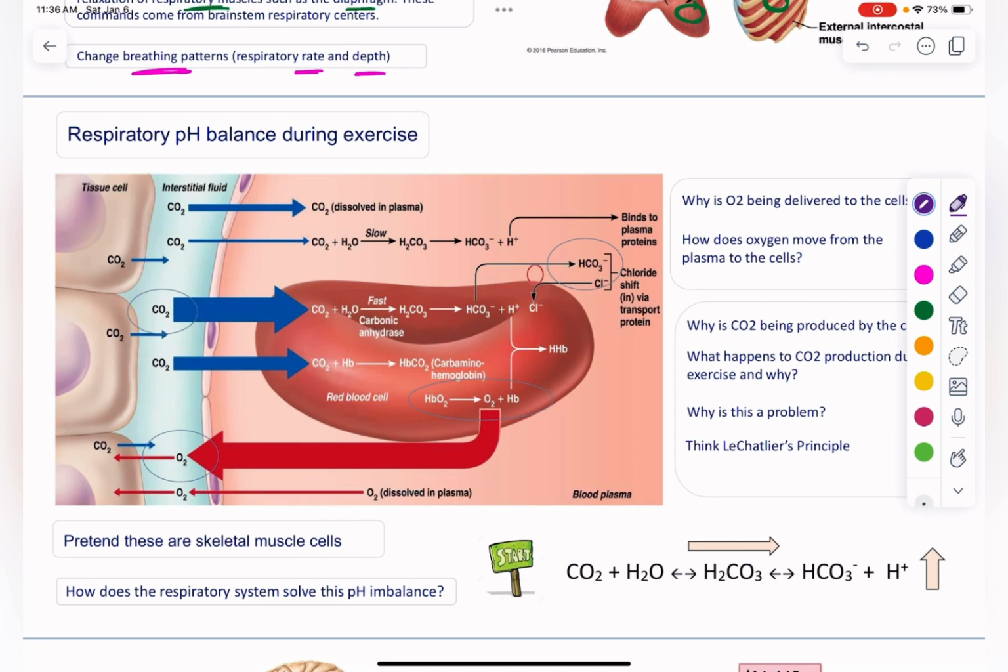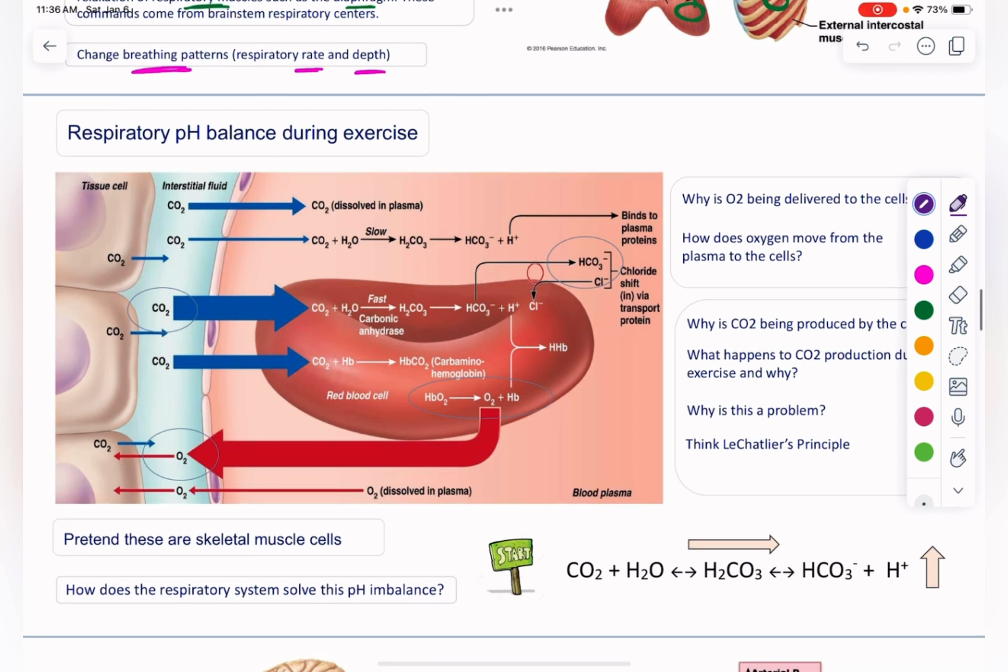Now let's look at a common pH imbalance that can be caused by exercise and how the respiratory system kicks in to correct that. So we're going to look at the involvement of the respiratory system during a period of exercise when the pH gets off. So what are we looking at here?